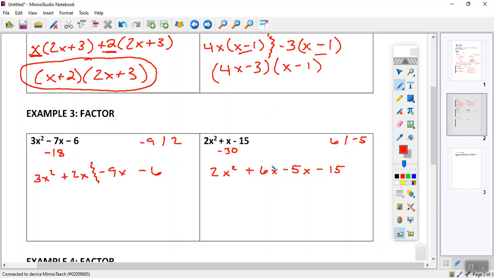Let me ask you guys a question. Have I set my 2 up at least kind of right? Have I used the right values up here and here to rewrite my middle terms? Yeah.